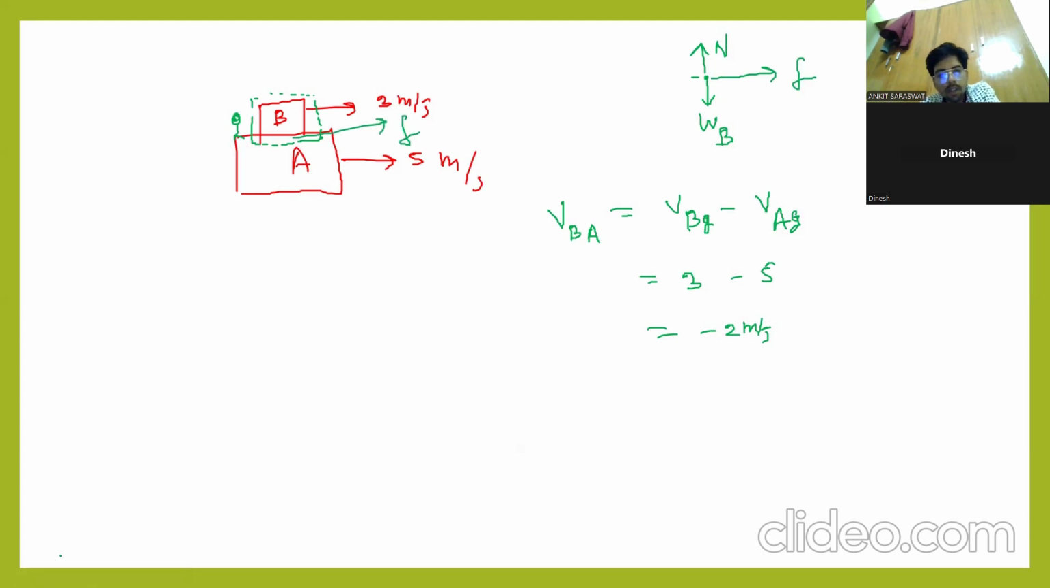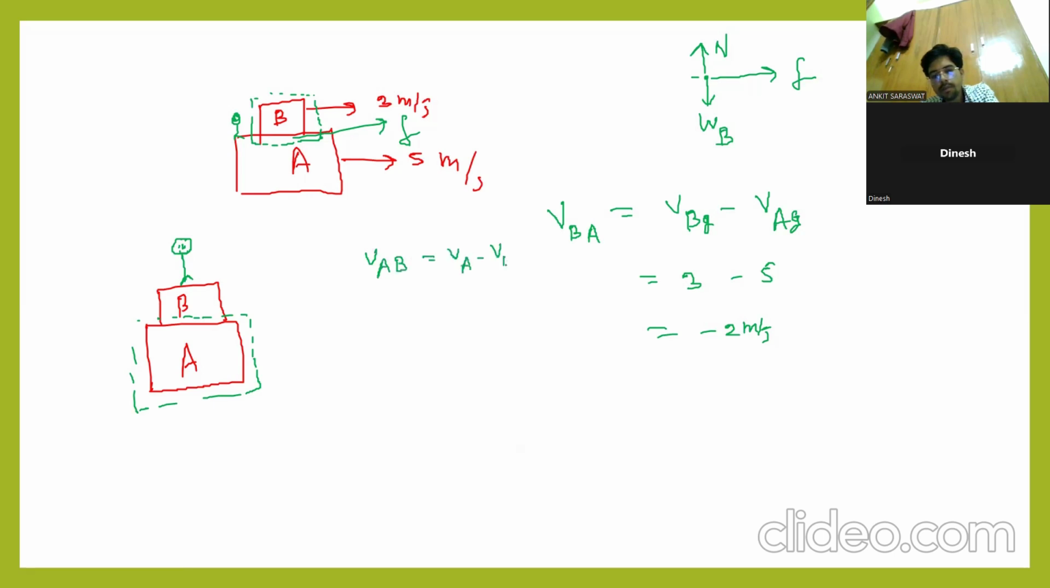Now again I will draw the same diagram. Say this is B. Now our system is A. B is your observer, you are standing on B, and you are looking at A. So what is the velocity of A with respect to you, B? 5 minus 3, 2. 2 meter per second, rightward direction.